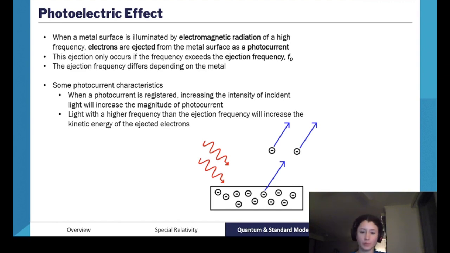So, how does this prove that light is a particle? And why do we see all of this stuff occurring with the ejection frequency and the intensity of the light? Right? This is a little bit strange. What is the reason?